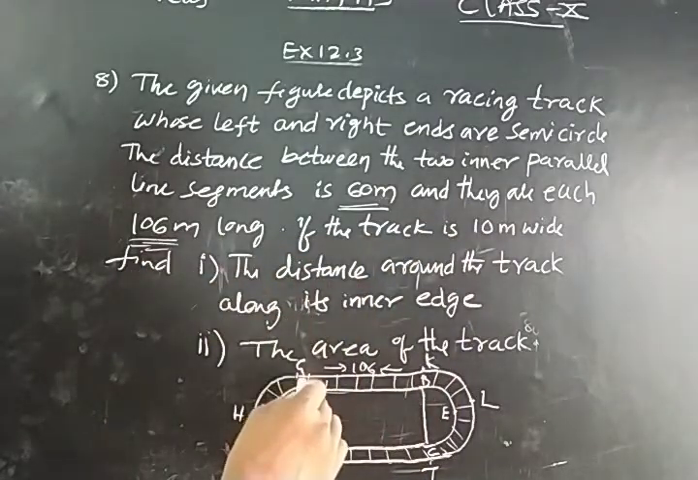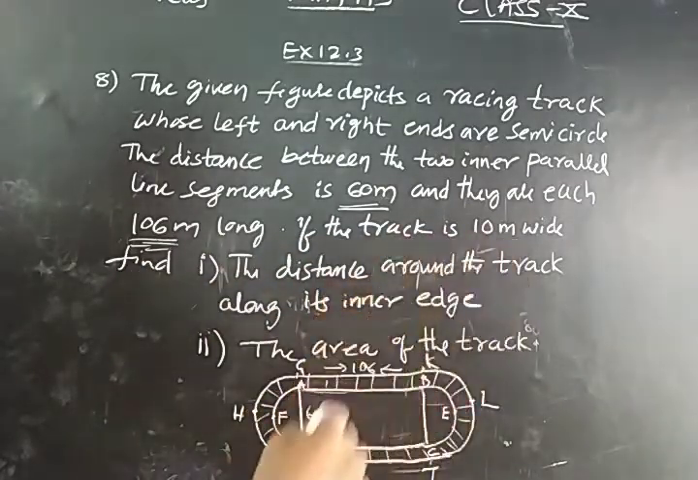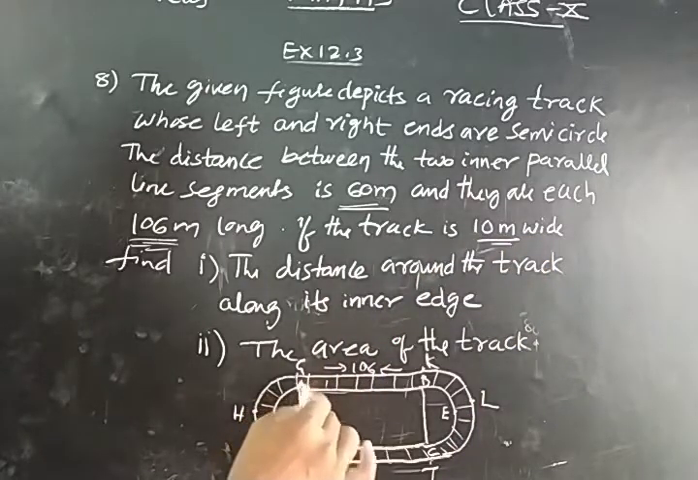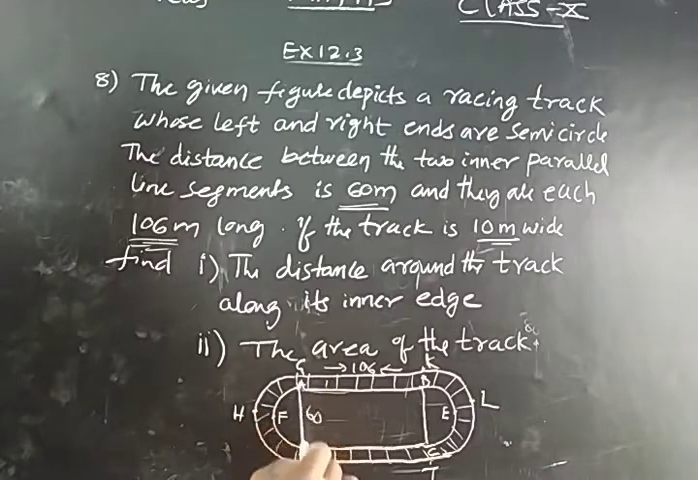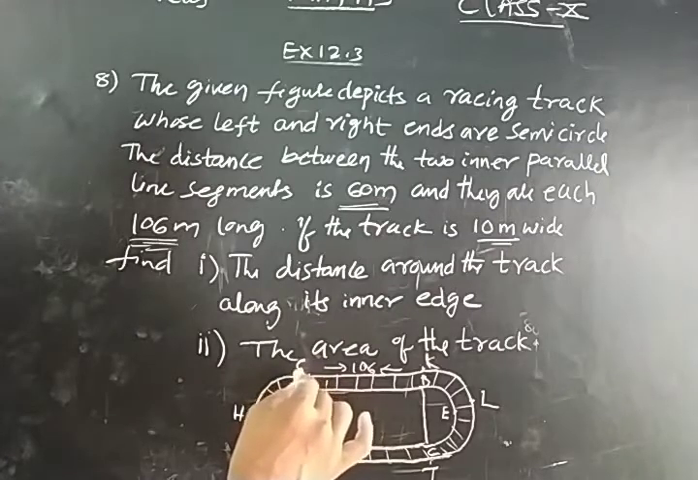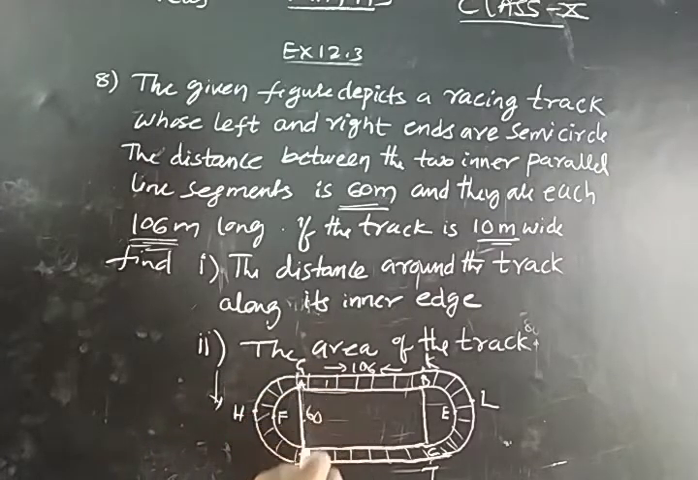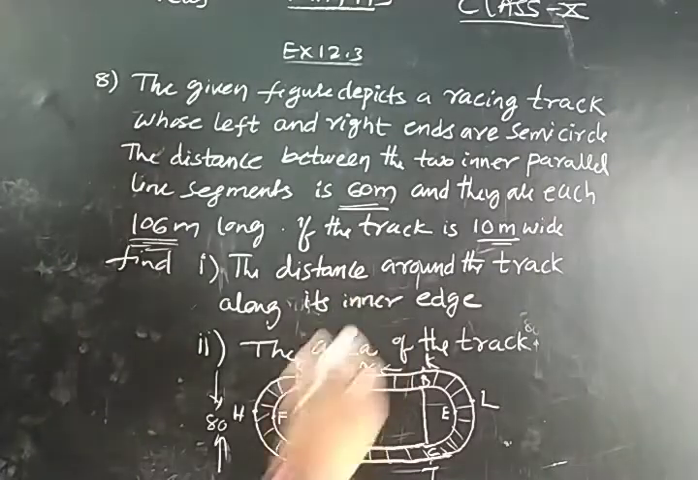Next, the width of the track is 10 meters. It is given. So if the width of the track is 10 meters, and this is 60, the distance between the two parallel lines, then the total width of this track, from G to I. What is the length G to I? Here 10 plus 60 plus 10, so 80. So G to I length is 80 meters according to the question.